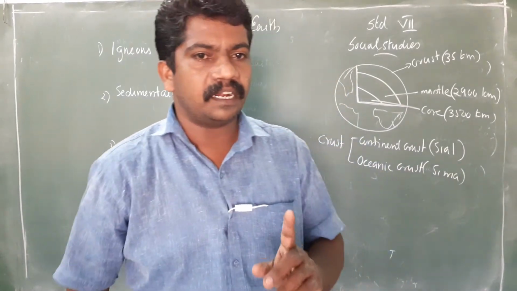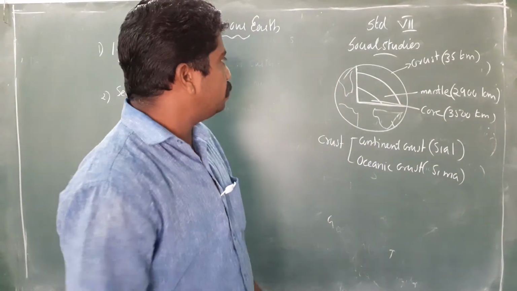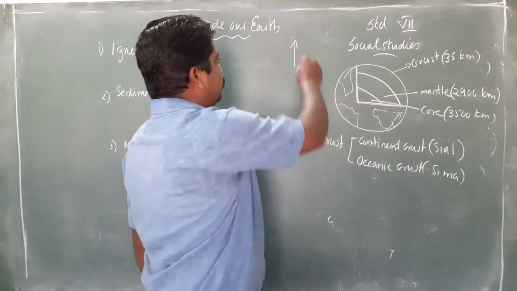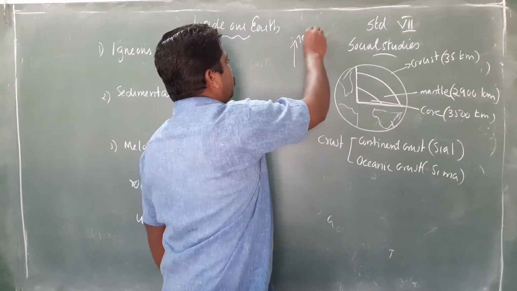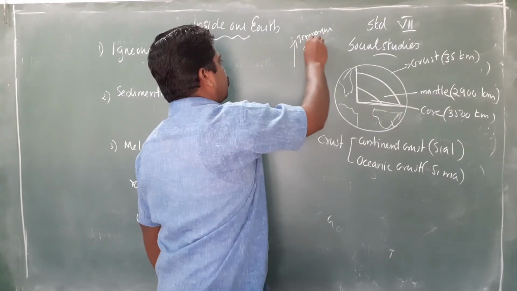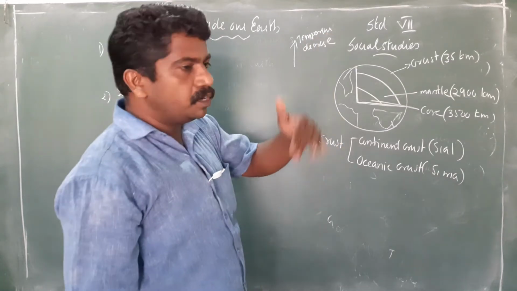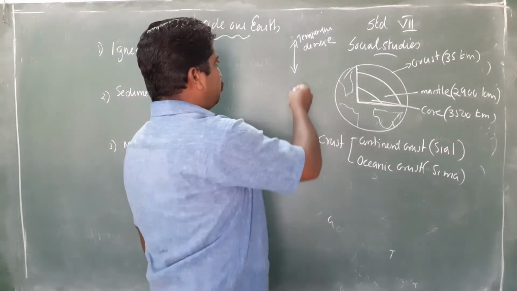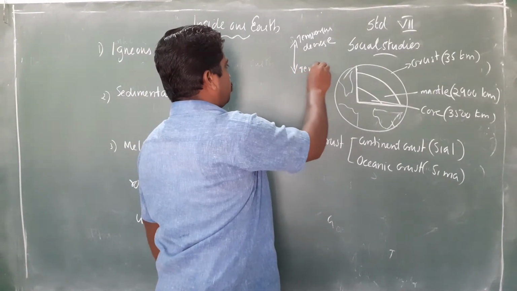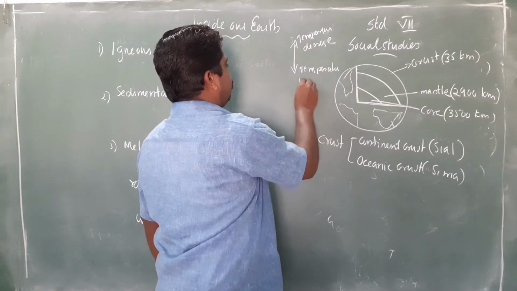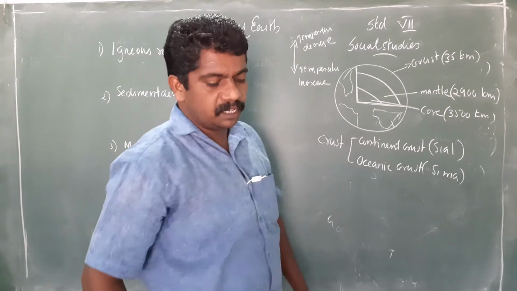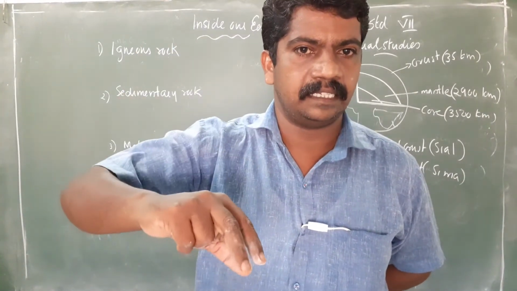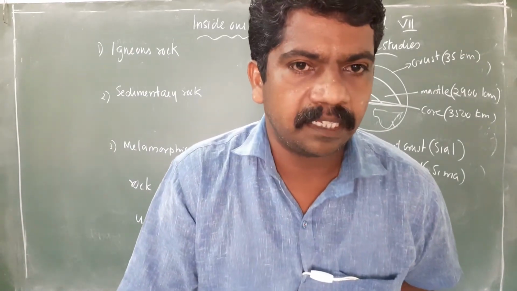Before that, we should understand one general thing. As we go upside, temperature decreases. As we go downside, as we go deep inside the earth or down, temperature increases. You should understand this before understanding this chapter. As we go outside, temperature decreases. As we go inside, temperature increases.